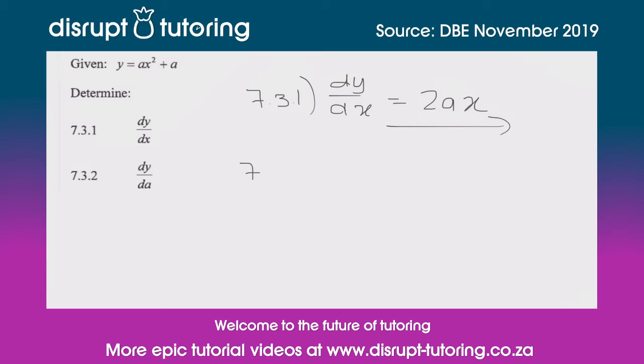Moving on to 7.3.2, now we need to differentiate with respect to a, so dy over da. Right, so let's have a look here.